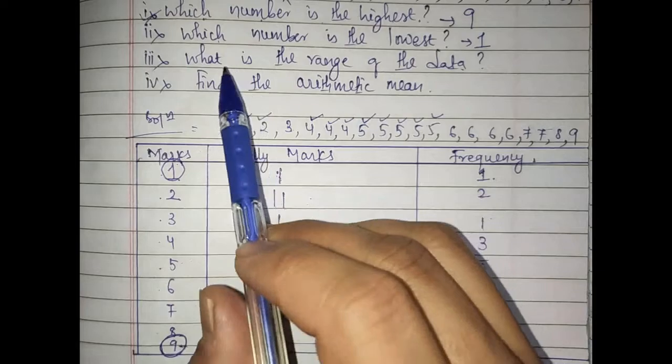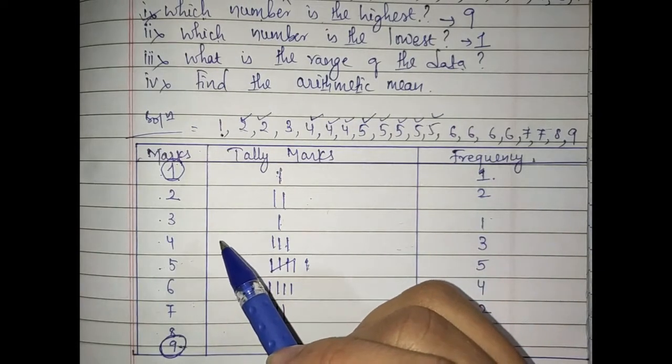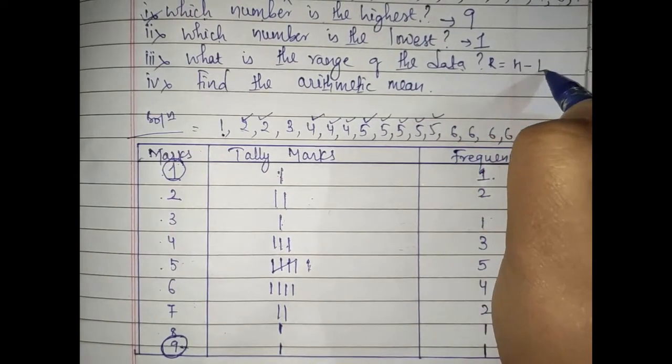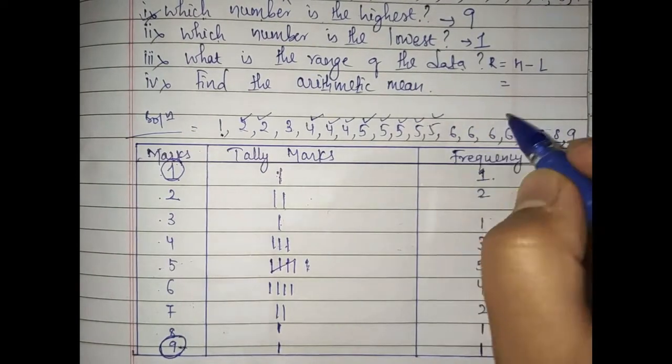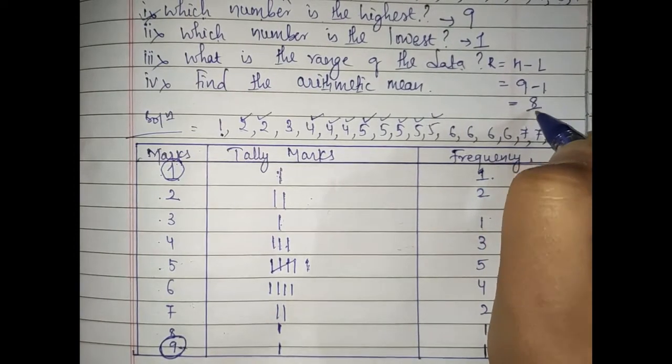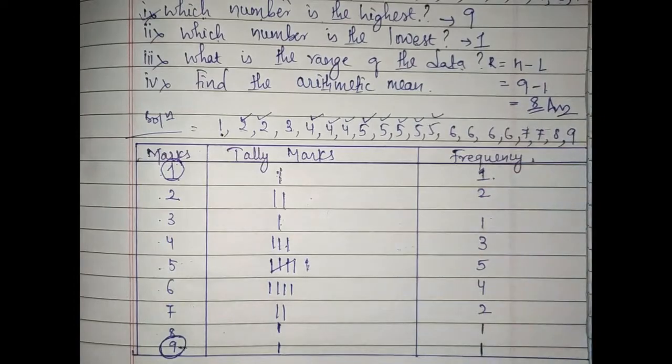Okay, so what is the range of the data? So you know how to calculate the range. Range is highest value minus lowest observation or the value. Highest observation is 9 and the lowest value is 1. So 9 minus 1 is 8. So your range is 8.